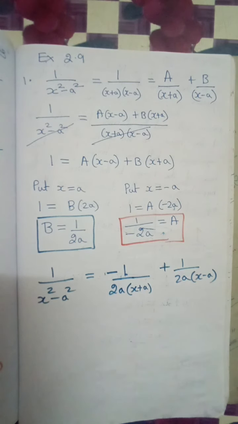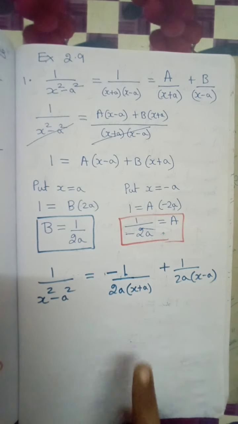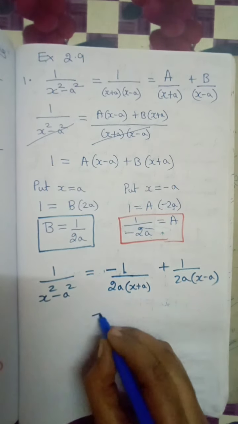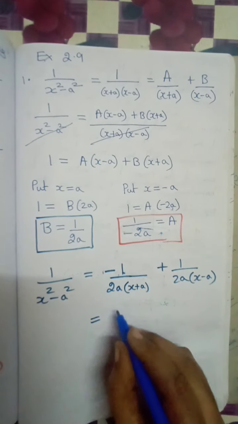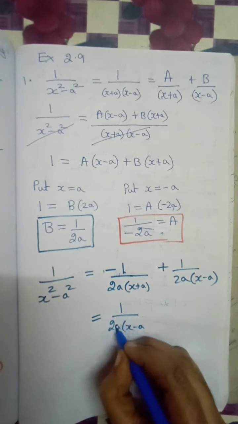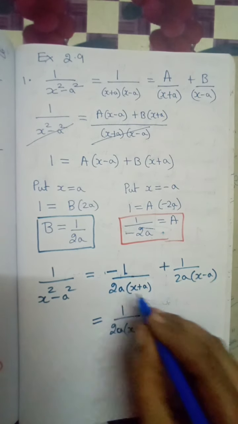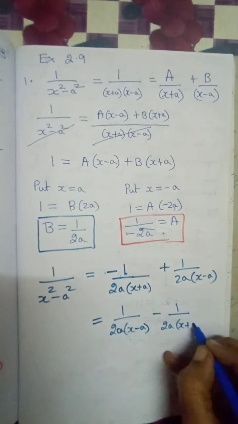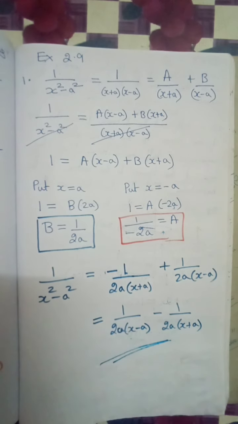Actually this is our answer, but when we write the perfect answer, we will never begin an answer with a negative sign. So when we write it as a final thing, I should write this term first because it is positive. So 1 by 2a into x minus a minus 1 by 2a into x plus a. So this is our final answer.